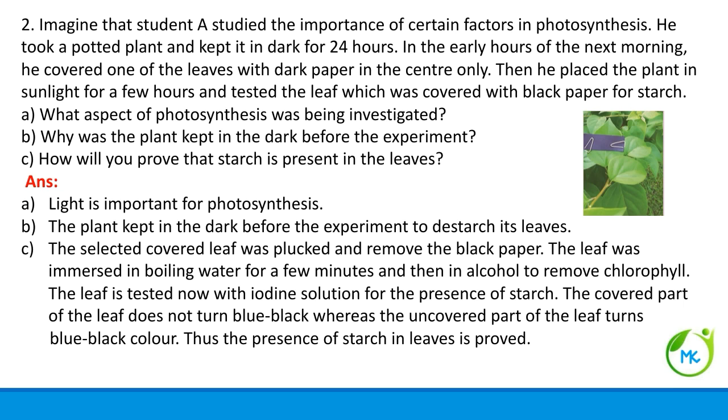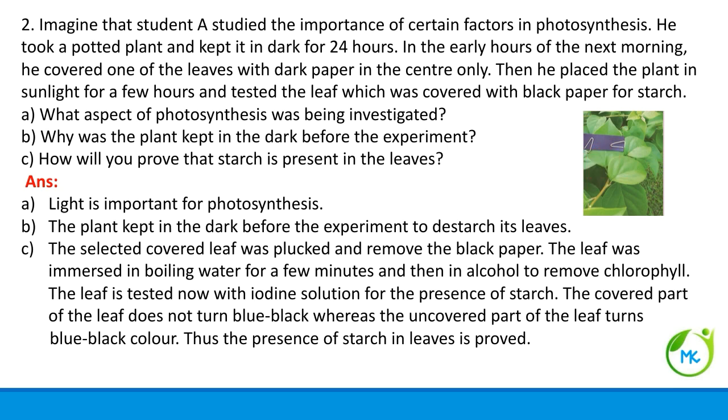imagine that student A studied the importance of certain factors in photosynthesis. He took a potted plant and kept it in dark for 24 hours. In the early hours of the next morning, he covered one of the leaves with dark paper in the center only. Then he placed the plant in sunlight for a few hours and tested the leaf which was covered with black paper for starch. Here I have given a diagram, a picture, to illustrate what they have asked in the question. They have said one of the leaves is covered with a dark paper in the center only. So here you can see a black paper covers the center of one leaf.